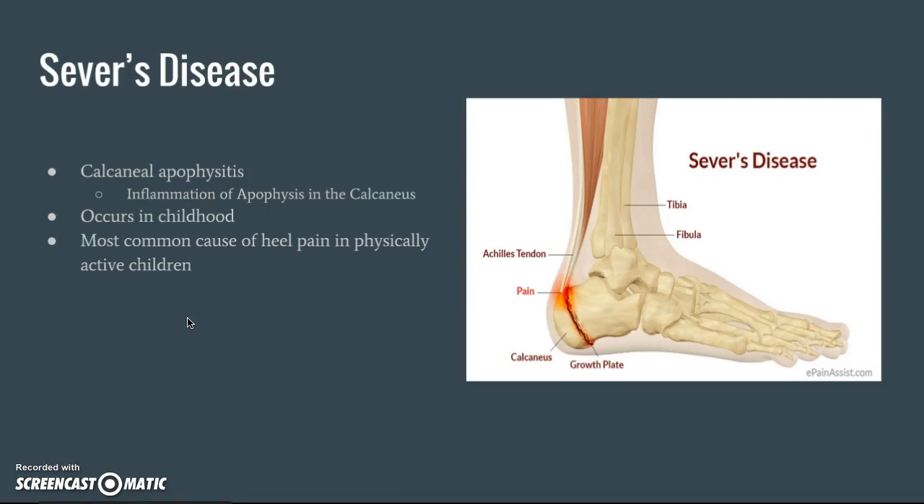So the next injury we're going to talk about is Sever's disease, or calcaneal apophysitis, and it's typically an inflammation of the apophysis, or growth plate area in the calcaneus. You usually see it in childhood, and it can be an overuse injury. It could be a traumatic injury, but it happens a lot in physically active children.